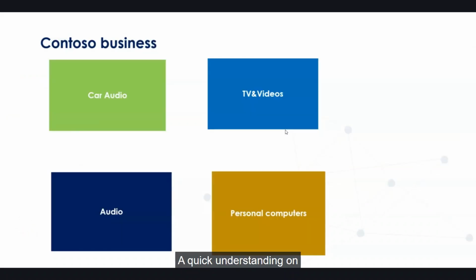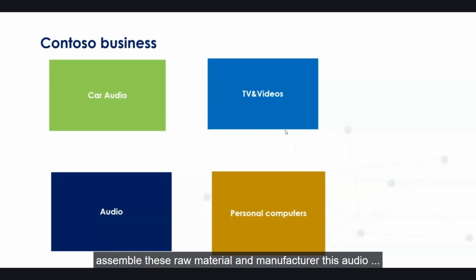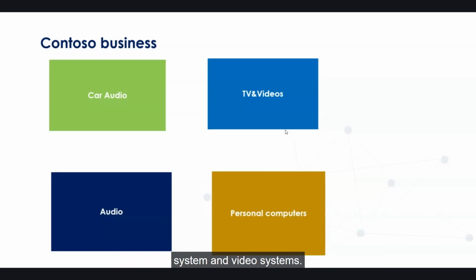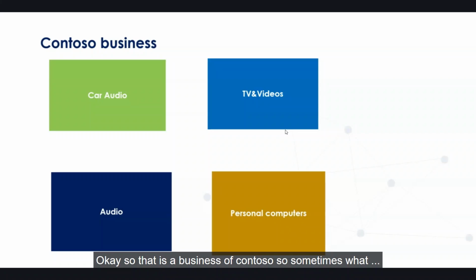A quick understanding of what the business of this Contoso company is, right? We talked about Contoso being the fictitious company, and they are in the business of selling car audio systems, TVs and videos, some audio related equipment, and also personal computers. What Contoso does as a business is they purchase the raw material from different suppliers, assemble the raw material, manufacture these audio systems, videos and personal computers, and sell them to the end customers. Okay, so that is the business of Contoso.